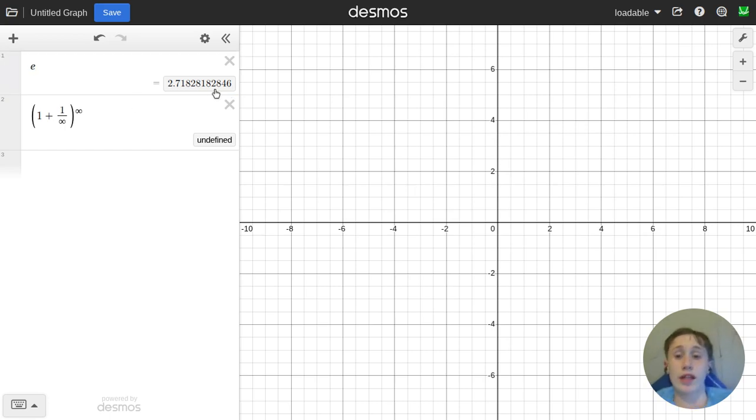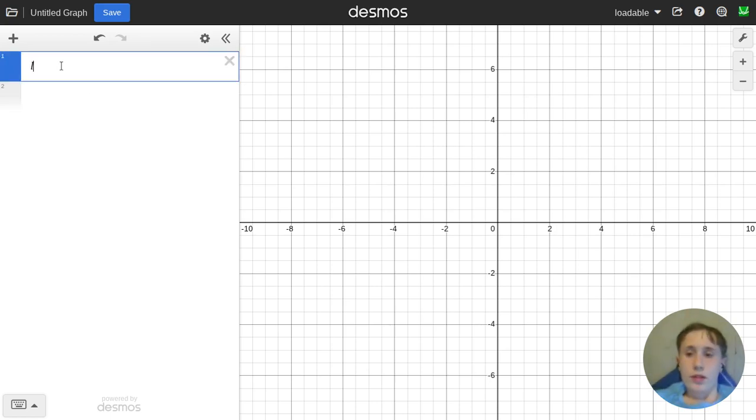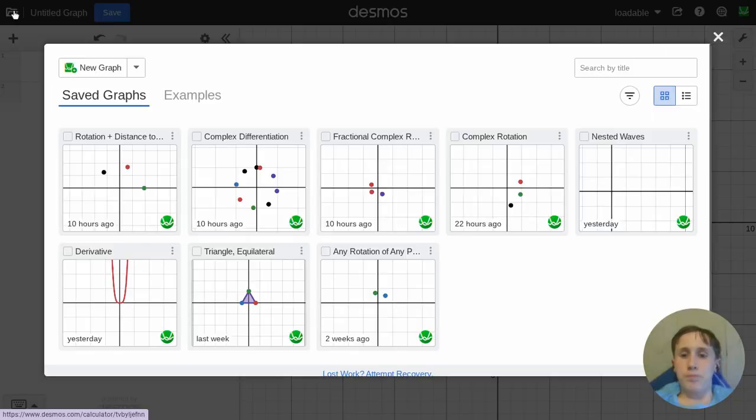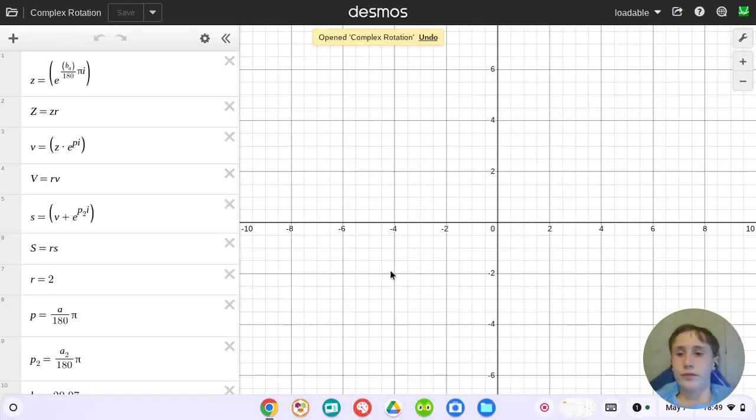It's used in things like log natural. Log natural e is just going to be 1. Log natural 4 is going to be that, etc. It's also used in Euler's identity for rotations. So rotations would be, let's go to this one, like this.